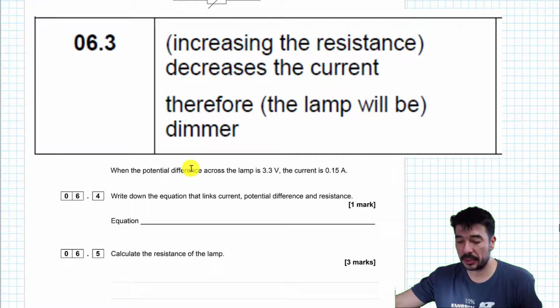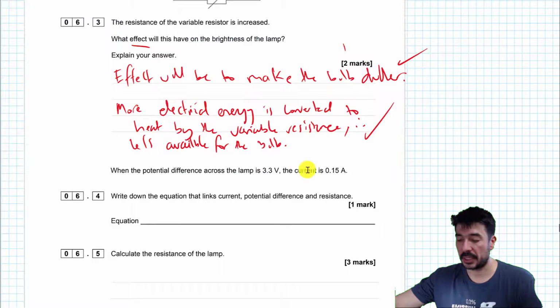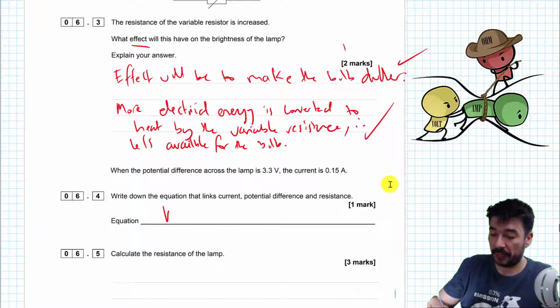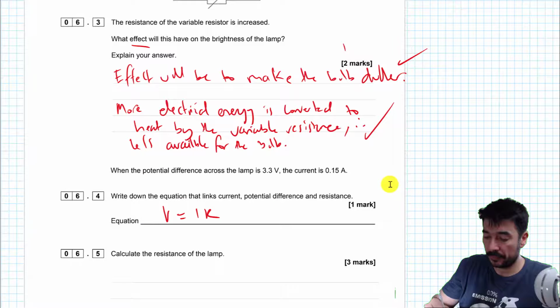Okay, next bit. When the potential difference across the lamp is 3.3 volts, the current is 0.15 amps. Write down an equation that links current, potential difference, and resistance. Okay, so the formula would be V equals IR.